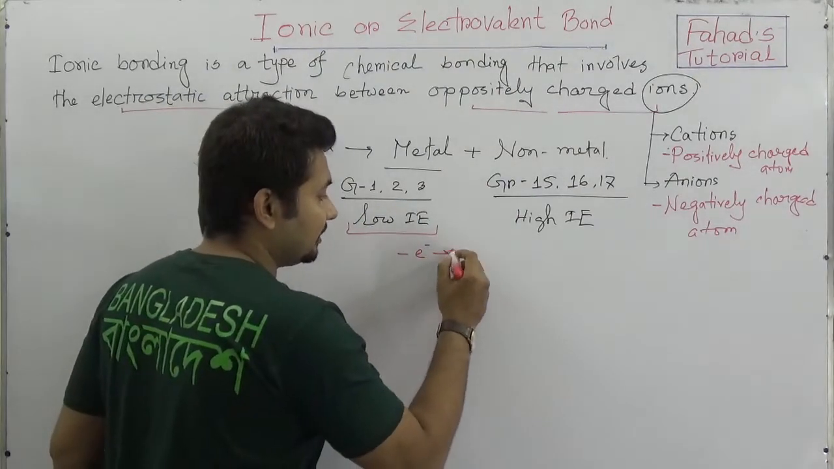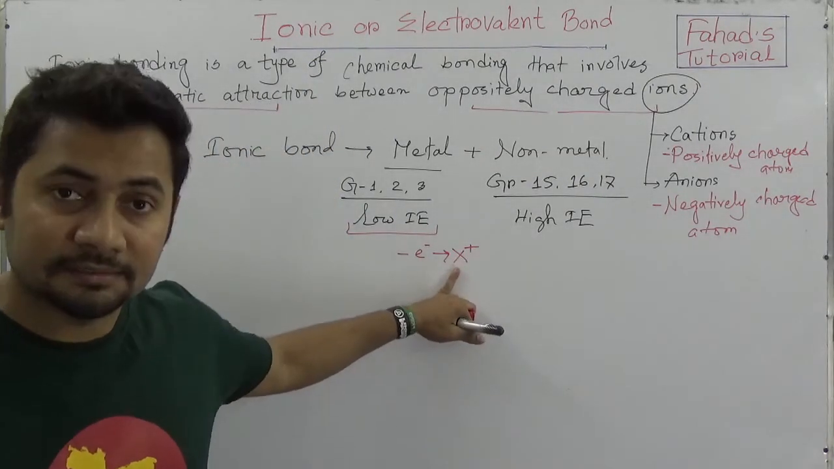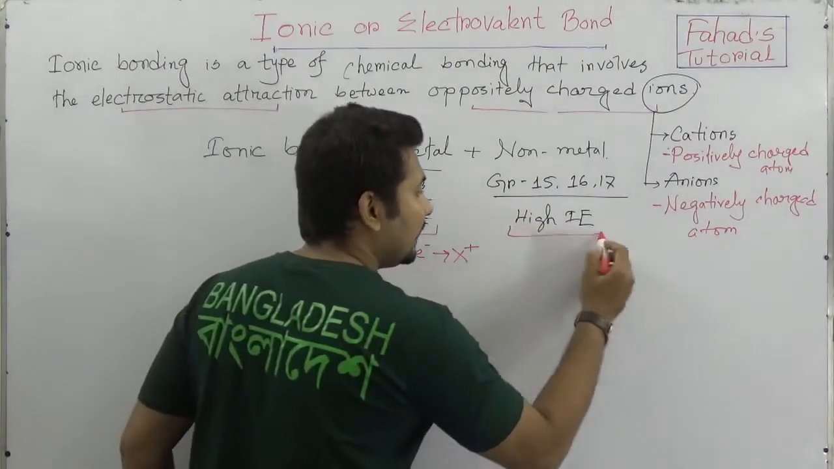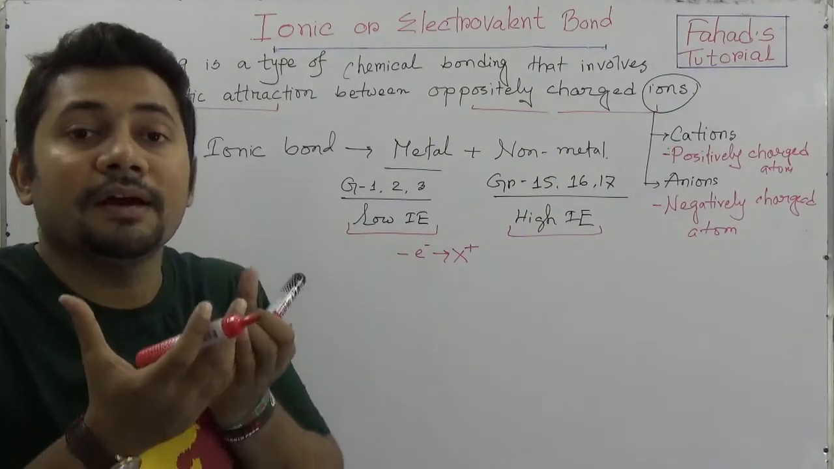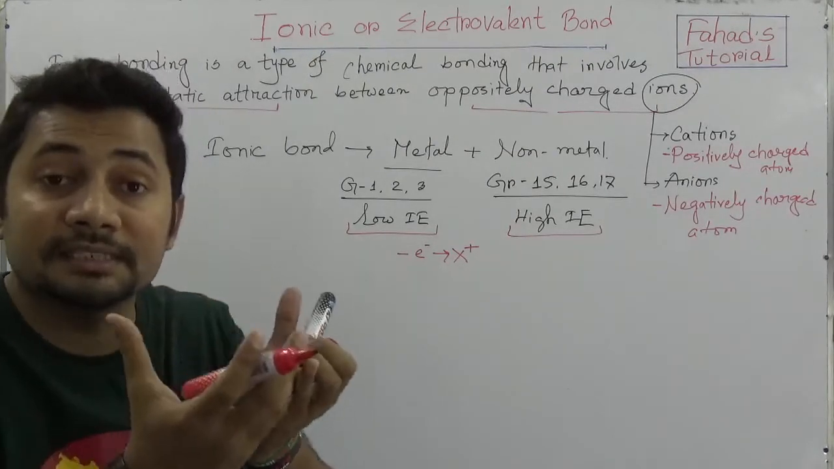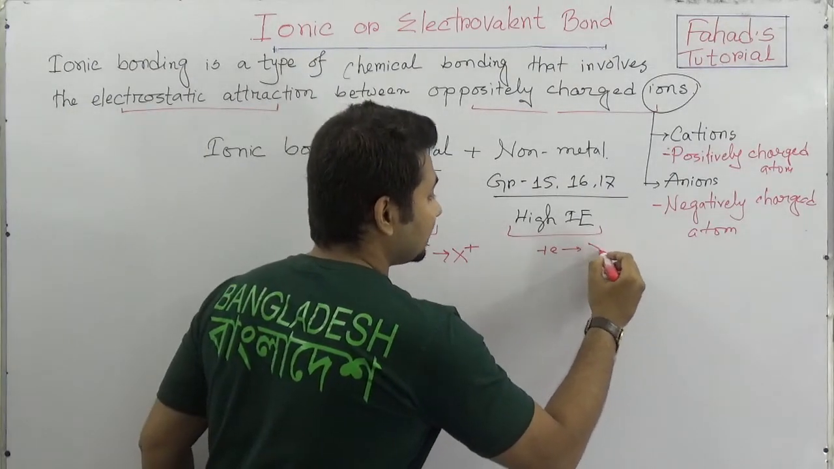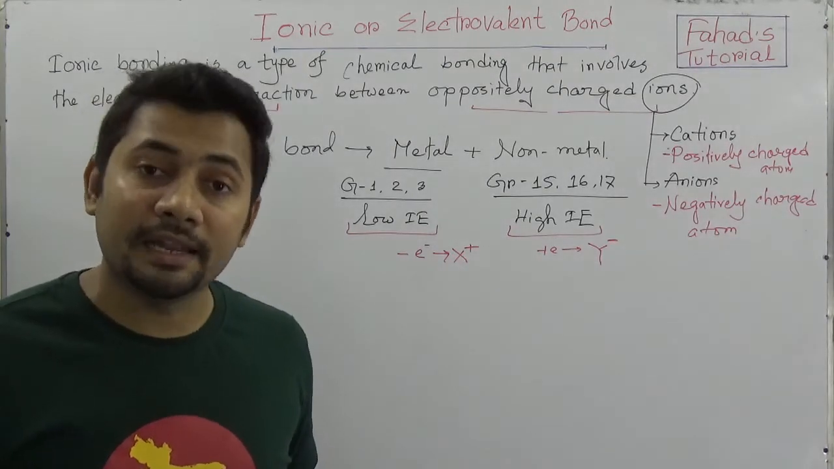So here it would be positively charged ions, or positively charged atoms. These are called cations. When non-metals have high ionization energy, they are more prone to accept electrons. When they accept electrons, they become negatively charged atoms, and these are called anions.